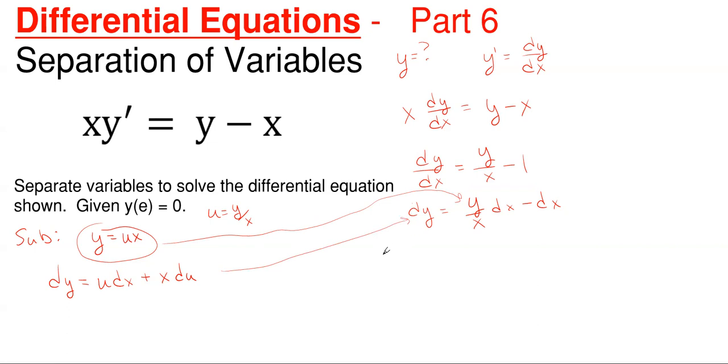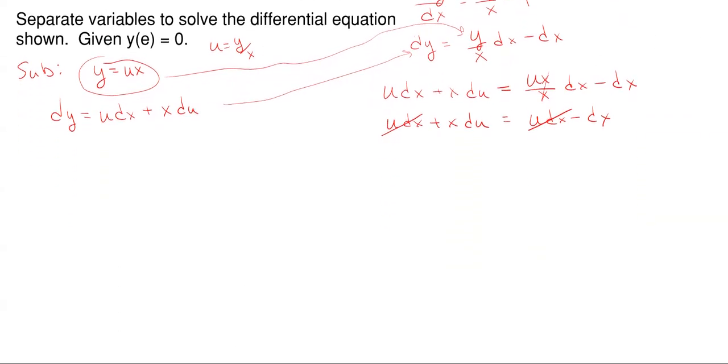In doing so, we end up with u dx plus x du on my left side is equal to ux over x dx minus dx. Well, this is essentially just going to be u dx plus x du is equal to, well, the x's will cancel, u dx minus dx. And what do you see here? Well, the u dx's are going to disappear from each side. So let me scroll down here, give myself a little bit more room. Essentially what we have here is that x du is equal to minus dx from this expression right here.